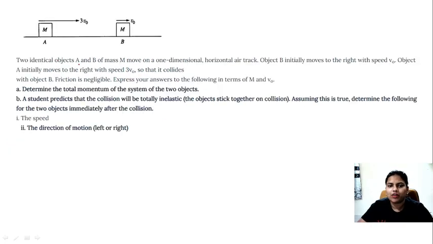Two identical objects A and B of mass capital M move in one dimension on a horizontal air track. Object B initially moved to the right with velocity v0. Object A initially moved to the right with the velocity 3v0 so that it collides with object B. Friction is negligible. Express your answer in mass and velocity. Determine the total momentum of the system of two objects.